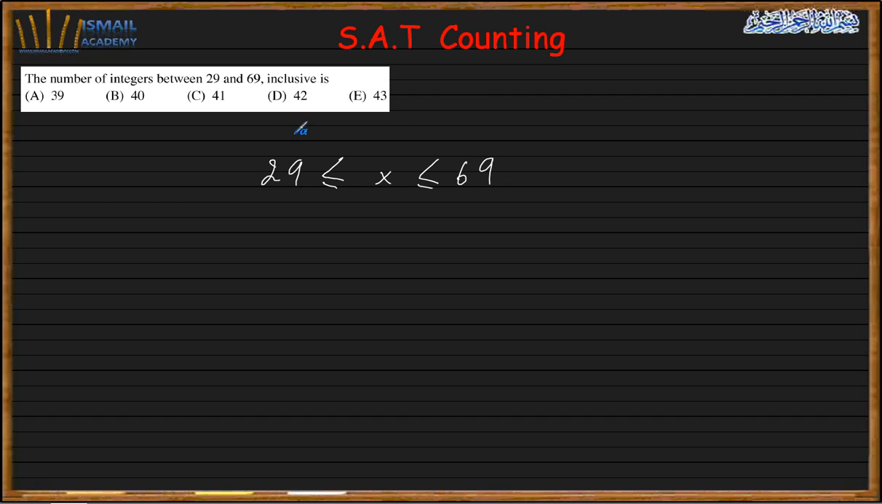Here we're going to use this formula. If this is Q and this is P, the number of integers between them is P minus Q plus 1, because we need to include the 29. If I do P minus Q, I include only 69, but with plus 1, I include the other boundary. So it's 69 minus 29 plus 1, which is 40 plus 1, which is 41. So C is my choice.